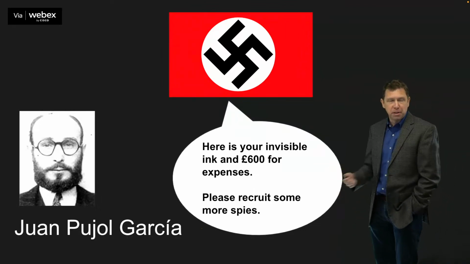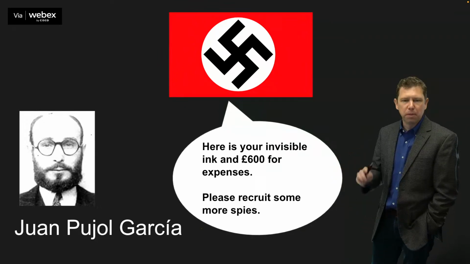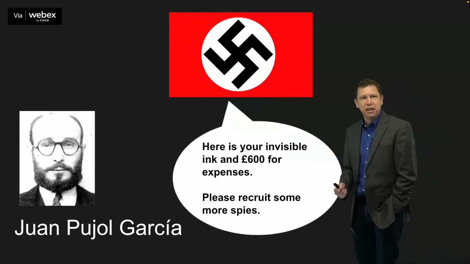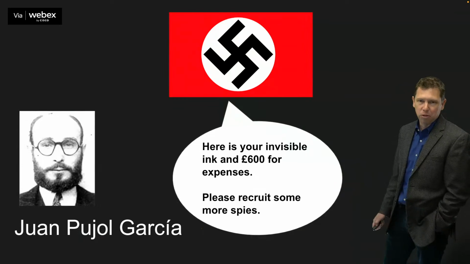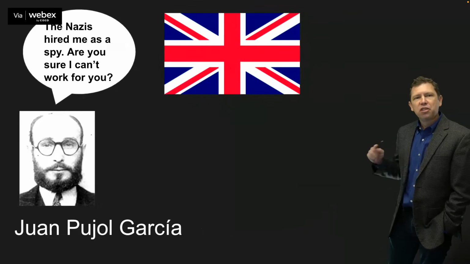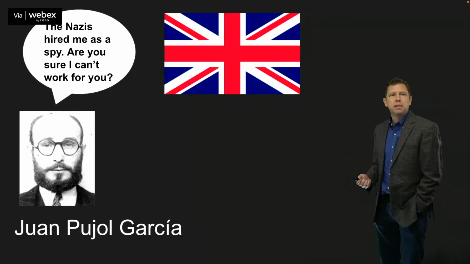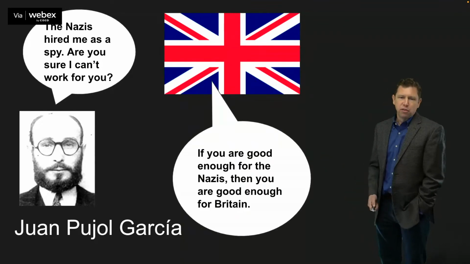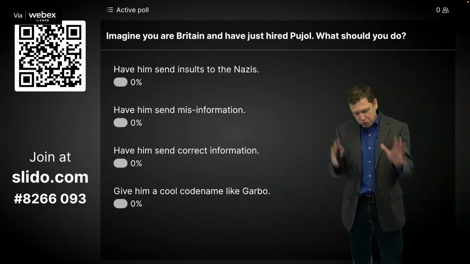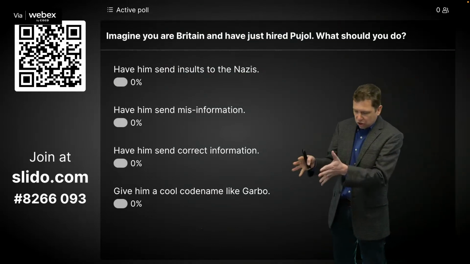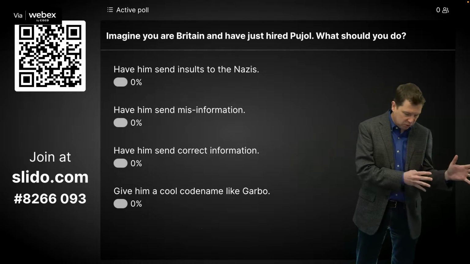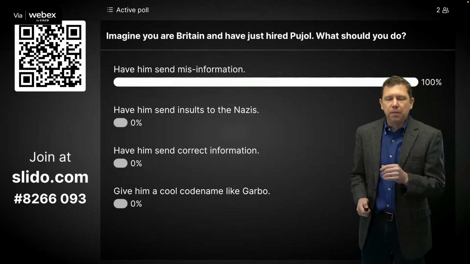So they were very accepting. They were a little suspicious at first, but accepted him as a spy. They taught him how to write secret messages in invisible ink, gave him some money, and told him to go promote some more spies. Anyway, he was happy. So then he turns around and goes back to Britain and says, "The Nazis hired me as a spy. Are you sure I can't work for you? If you're good enough for the Nazis, then you're good enough for Britain." So Pujol ended up in a situation where he had gone to Germany, started as a spy there, pretending to be a spy there, and went back to Britain. And then they hired him.